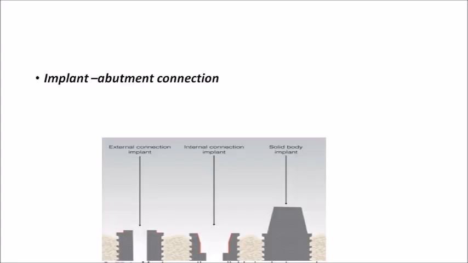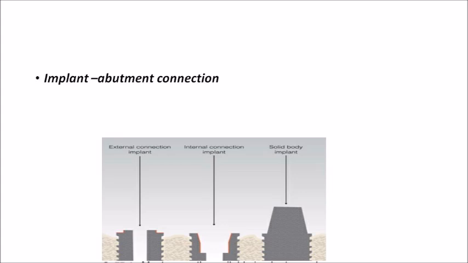Coming to the implant abutment connection. When we place an implant, we are inserting a screw into the alveolar bone. Then we need an abutment. Abutment is similar to a prepared tooth over which we will place the crown. So the implant and the abutment connection can be of three types. It can be an external connection implant, an internal connection implant, and a solid body implant.